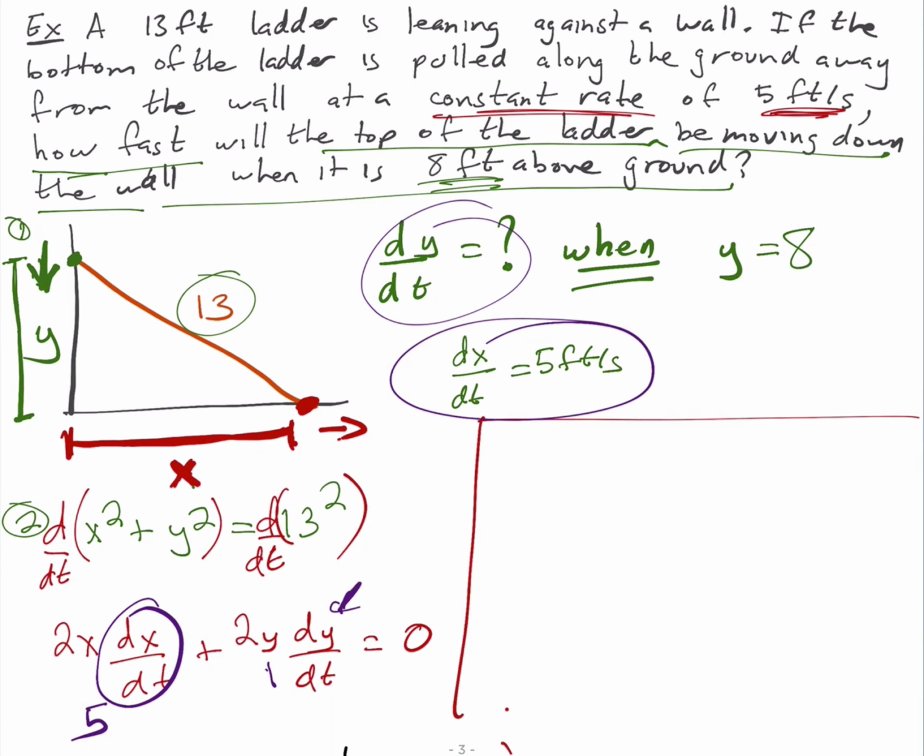What about x and y? Do we know what x and y are? We have y, yep. y is 8. Notice how it's okay to put 8 in for y now, just not before you get the derivative of both sides, right?